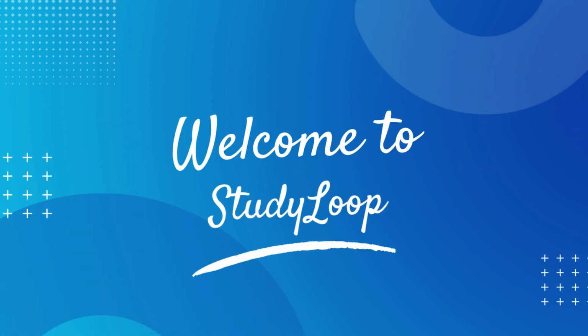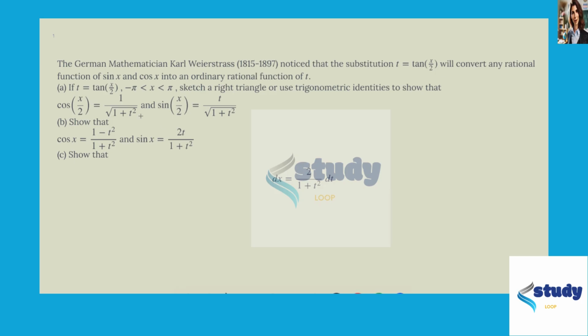Welcome to Study Loop. We are given that t equals tangent of x over 2, and we'll go ahead and show these identities for cosine and sine in part A. So using this fact here, let's go ahead and draw a triangle.